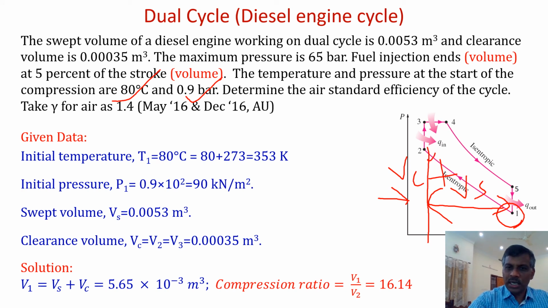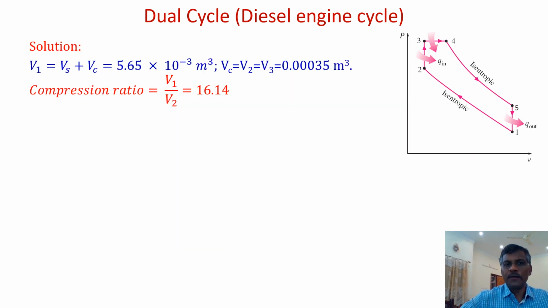V2 is nothing but the clearance volume, which is again given. So V1 by V2 is the compression ratio. You can calculate the value of the compression ratio, rk. Compression ratio is V1 by V2, which is 16.14, that you can easily find out. Once the compression ratio is known, let us move on.